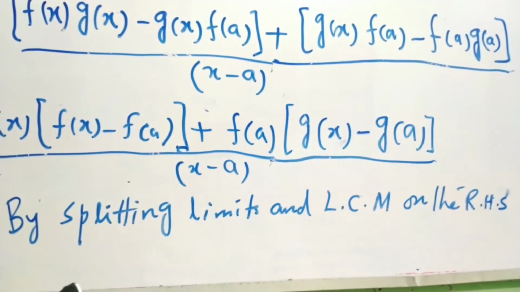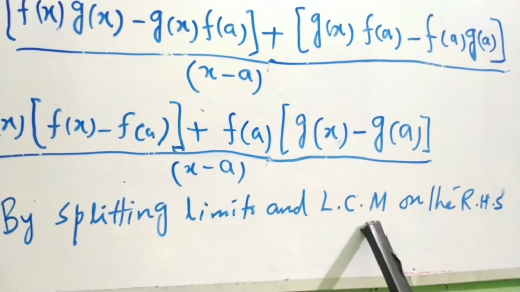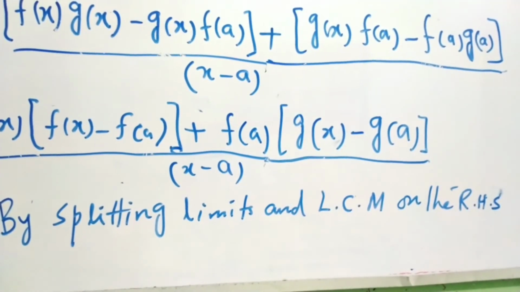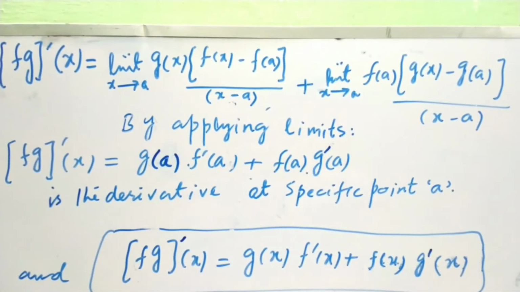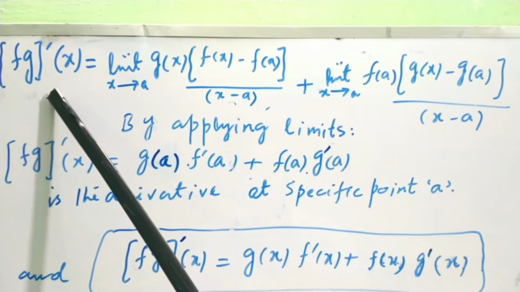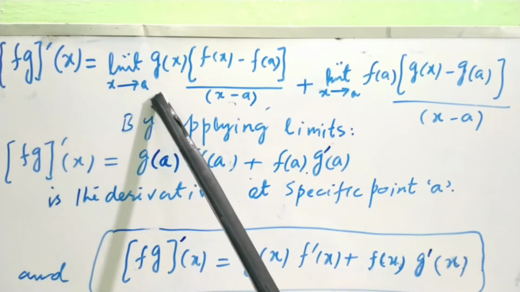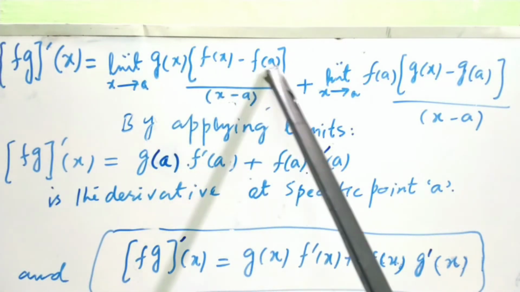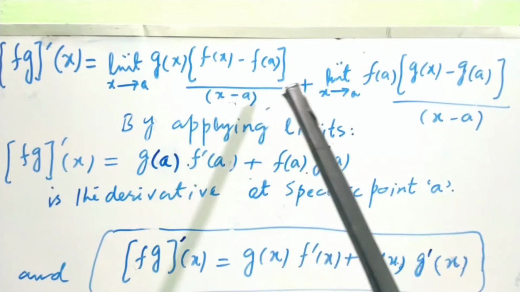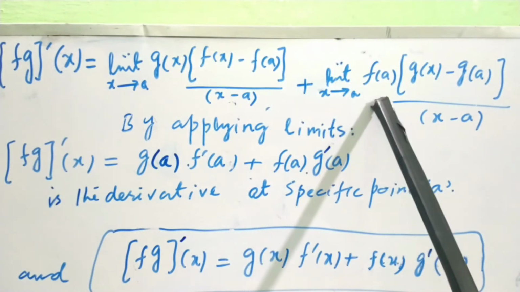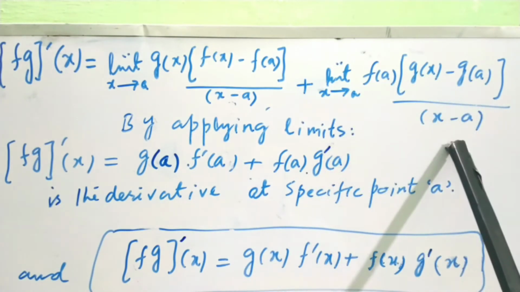Now if we split the limits and LCM on the right hand side, what will happen in the next step? By splitting the limits, the present shape is that (fg)'(x) is equal to limit x approaches a, we have taken out g(x) as common, [f(x) minus f(a)] divided by x minus a, and then again plus limit x approaches a, f(a) is common, [g(x) minus g(a)] divided by x minus a.